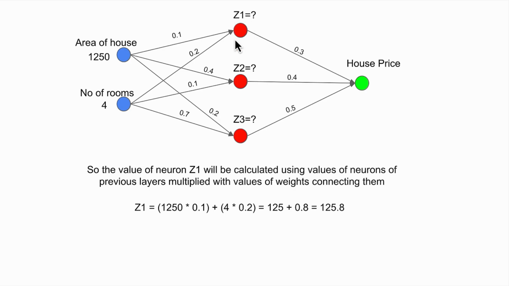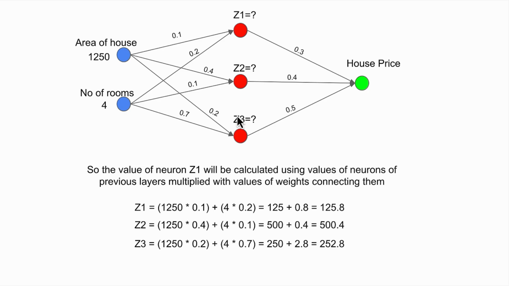Using the same formula, we are going to calculate the values for Z2 and Z3 as well. For Z2, we took the value of area and multiplied it with 0.4, and then multiplied this 4 with 0.1, and we got the value 500.4. Then we did the same for Z3. So to calculate the value of a neuron, we use the values of neurons in the previous layer and the weights joining them.